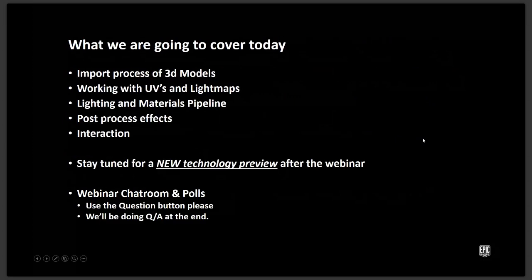So what are we going to cover today? Like I said, we have a lot to cover, so I'm going quickly through this stuff so I can get out of the way and let Fabrice take over. We are going to discuss the import process of 3D models. We're going to be working with UVs and light maps and talk about that a little bit. We're going to be looking at lighting and materials pipelines. We're going to be discussing post-process effects, interaction, things like that.